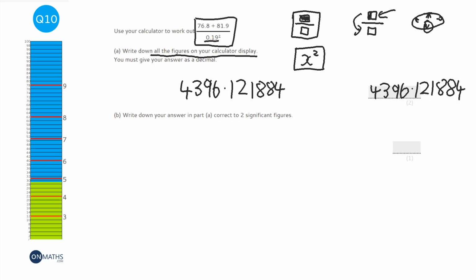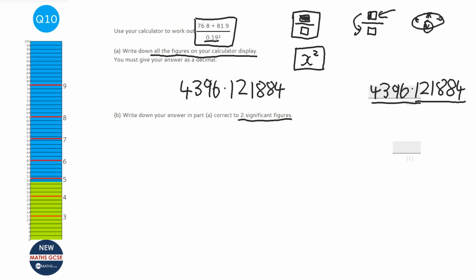Now, if your calculator is set to a mode which is going to show even more numbers, then normally six digits after the decimal point is more than enough. They won't require you to go to 100 or 200 decimal places. On this question, that's actually an exact amount. Okay, so write down correct to 2 significant figures.